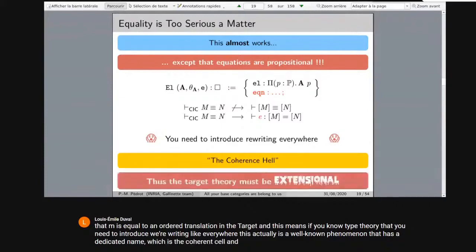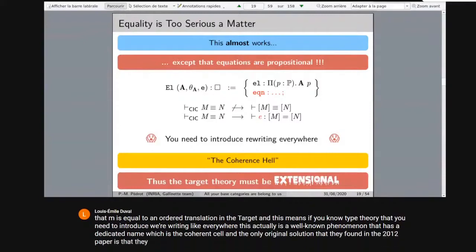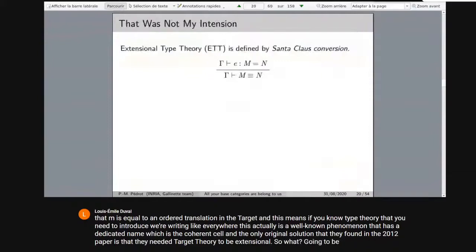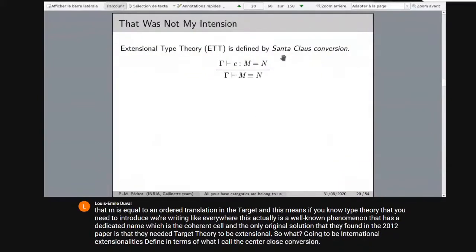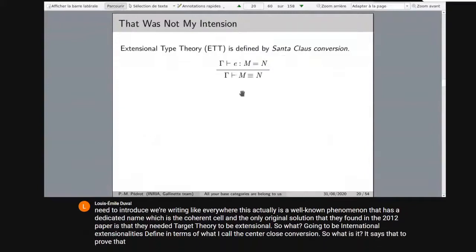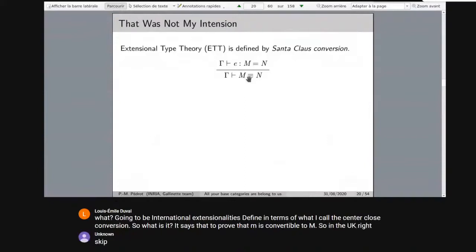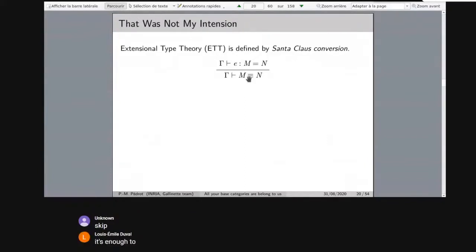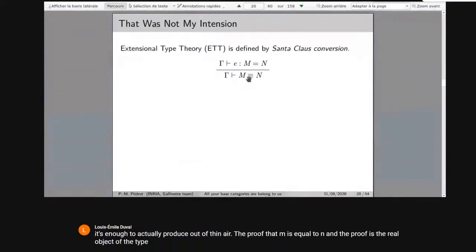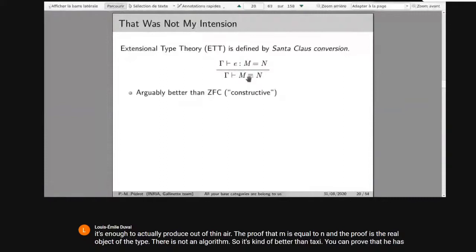And the only reasonable solution that they found in the 2012 paper is that they need the target theory to be extensional. So what does it mean to be extensional? Extensionality is defined in terms of what I call the Santa Claus conversion. So what is it? It says that to prove that M is convertible to N, in the conventional type theory, it's enough to actually produce out of thin air a proof that M is equal to N. And the proof is a real object of the type theory. It's not an algorithm. So it's kind of better than ZFC. You can prove that it has some kind of constructive flavor.